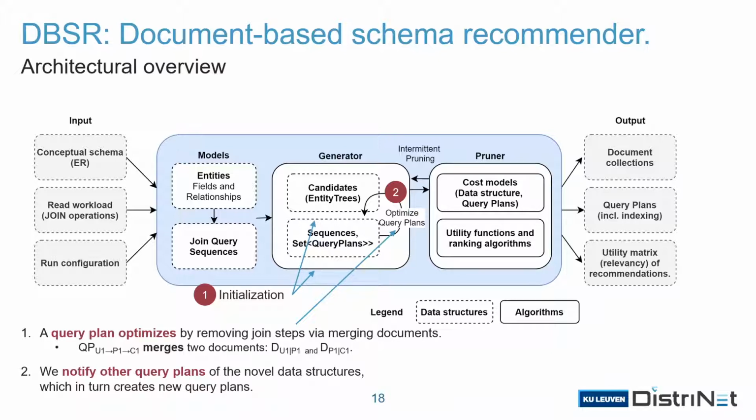Subsequently, other query plans are also notified of the existence of a larger novel data structure. These query plans will then evaluate whether or not they can make use of them, and this might in turn as well yield new query plans. These plans are then also put on the stack for further optimization, which in turn creates again novel documents, etc., etc.